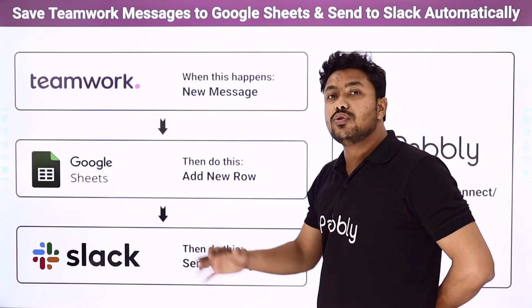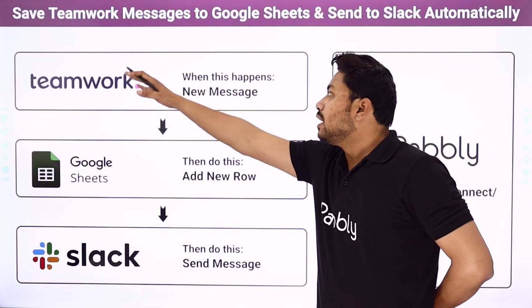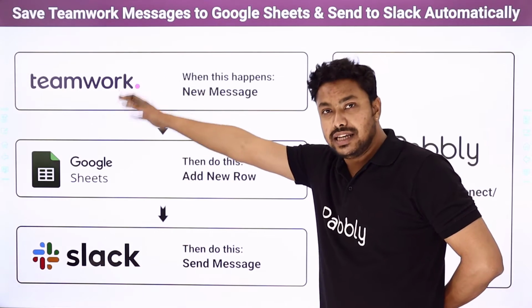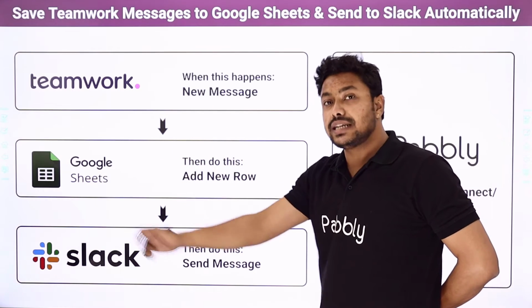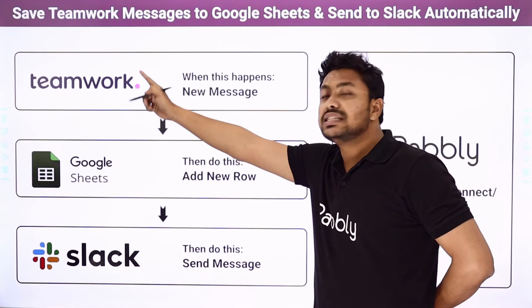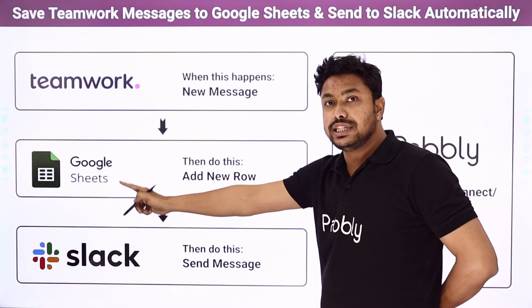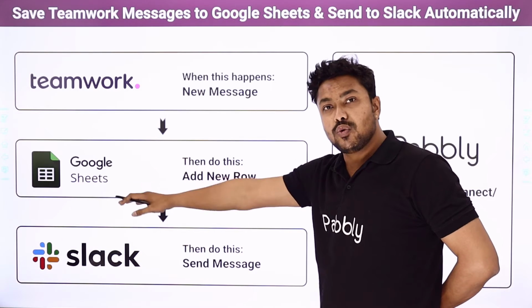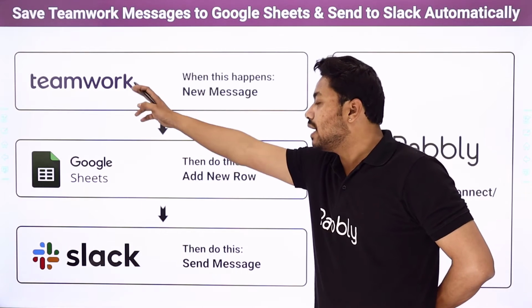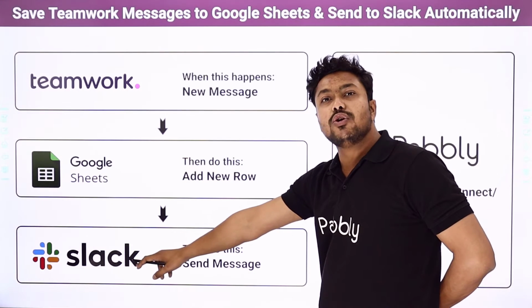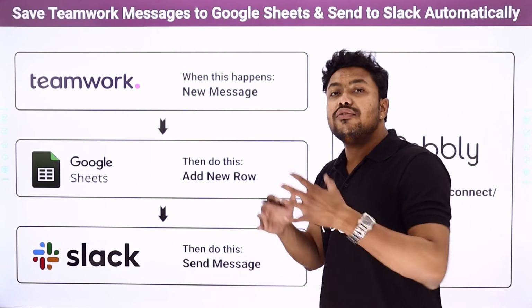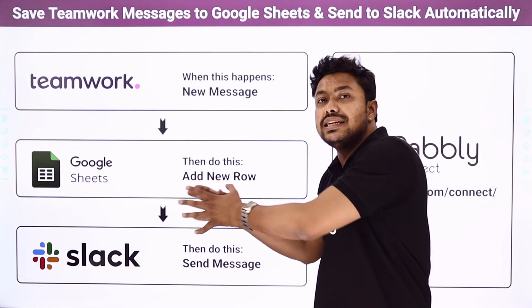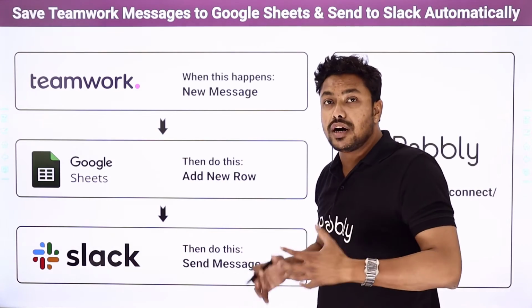So what we are going to do here first, we are going to have a new message in our Teamwork account in a particular project. From there, that message will automatically go into our Google Sheets and will get saved in our Google Sheets, as well as from here automatically it will go to our Slack channel as well, where our team can easily see those messages and can work upon it.